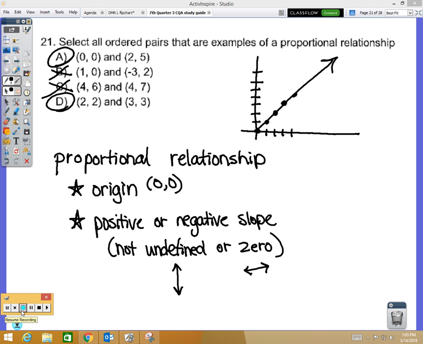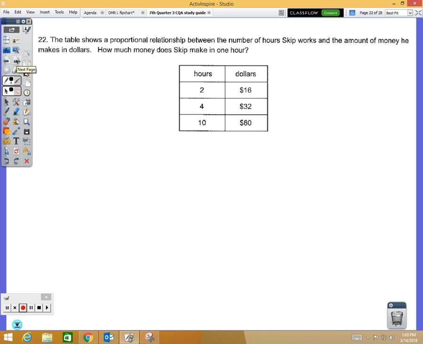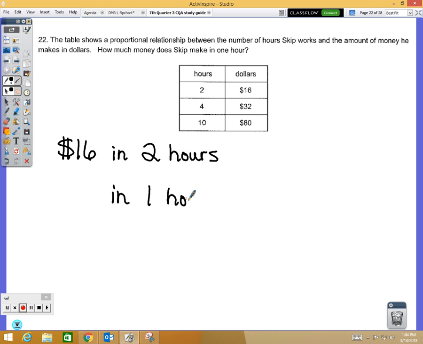All right, let's look at question number 22. It says the table shows a proportional relationship between the number of hours Skip works and the amount of money he makes in dollars. How much money does Skip make in 1 hour? If he's making $16 in 2 hours, how much would he make in 1 hour? Very good, $8. So this is basically finding a unit rate.